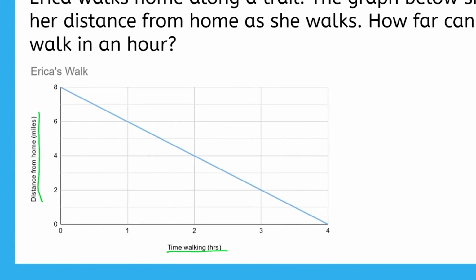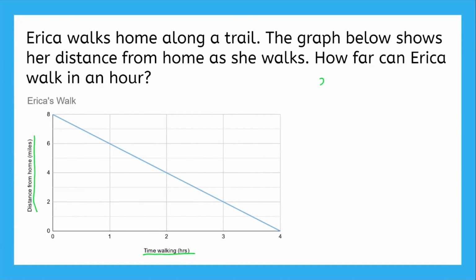To answer the question, we need to find how many miles she walks per hour. Ooh, that's a unit rate. And unit rates take the same form as the slope. This will be easy now. From this point at (1, 6) to this point at (2, 4), the rise is -2, and the run is 1. So the slope is -2 miles per hour.